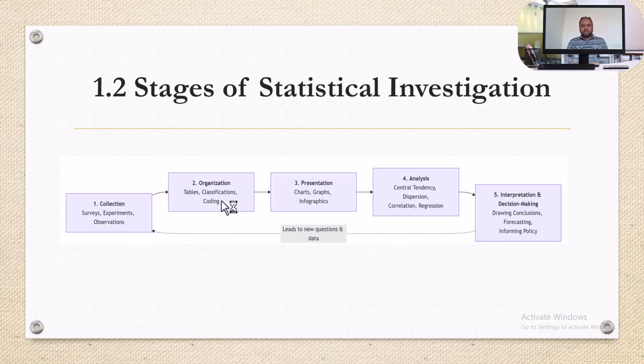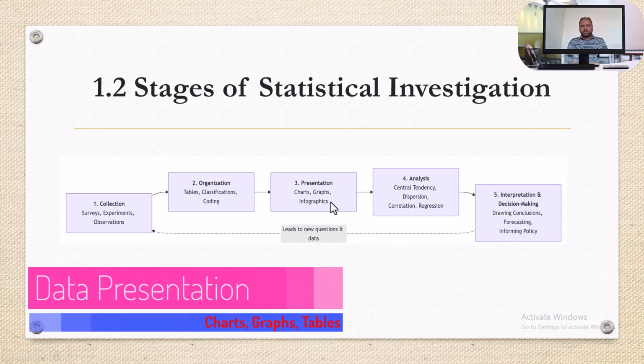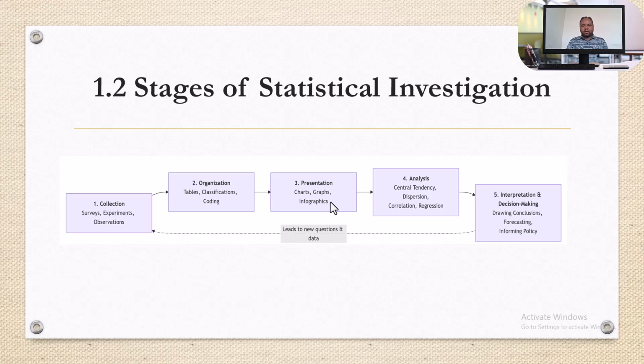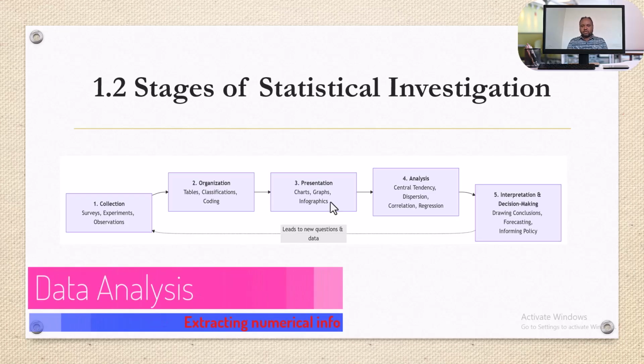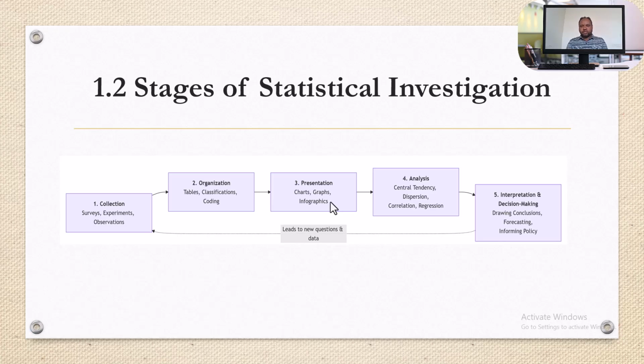Having organized the raw data, we proceed to the presentation. The presentation stage of statistical investigation is nothing but displaying the data graphically for easy understanding and facilitating comparison. So presentation is nothing but displaying the data in graphical or tabular form. Having done so, the next stage is analysis. Analysis is nothing but extracting numerical information using appropriate statistical methods. These can be measures of central tendency, dispersion, correlation, regression, or something else related.